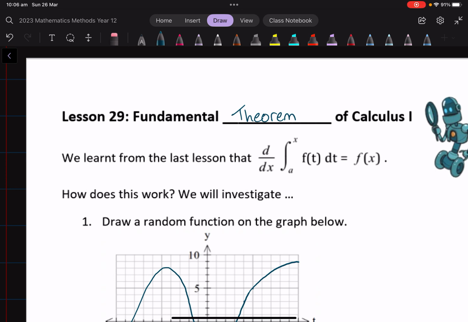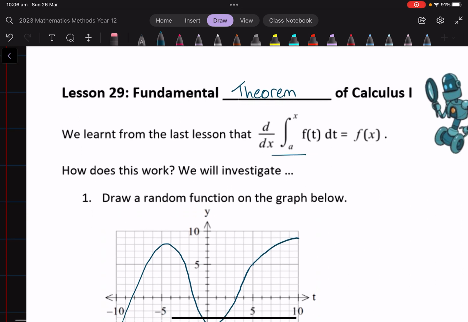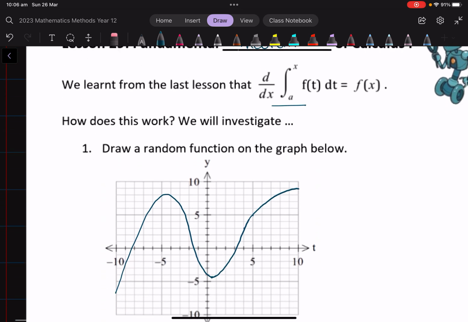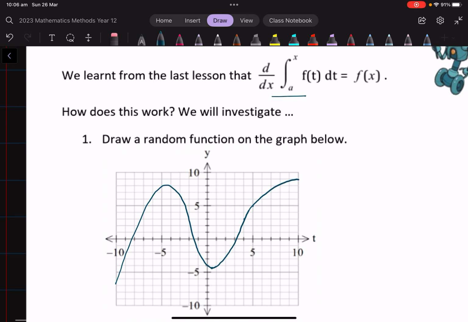Now this lesson has two parts. In this first part we're going to look at the derivative of the area function, and in the next lesson we will look at what happens when you take the integral of the derivative function. For this one, we're going to look at how this works, and we'll do a little mini investigation, just like we do a lot of the time.